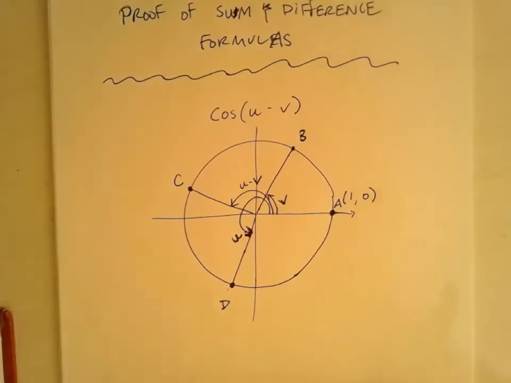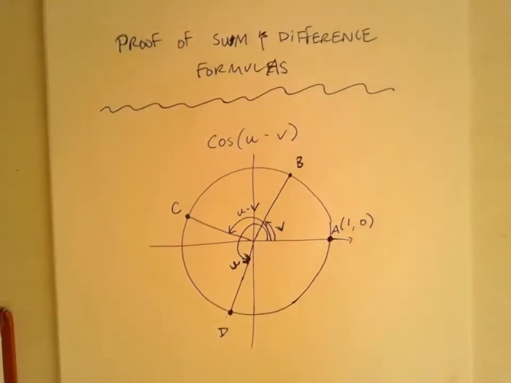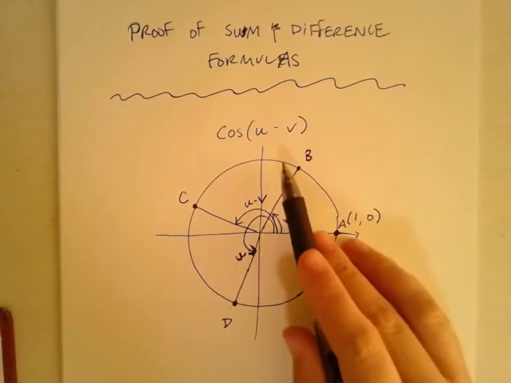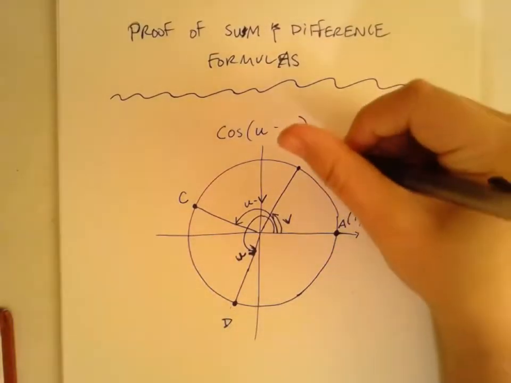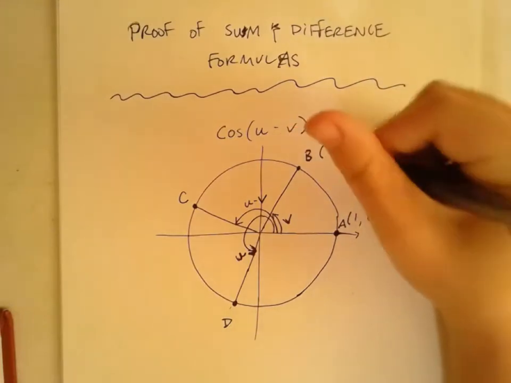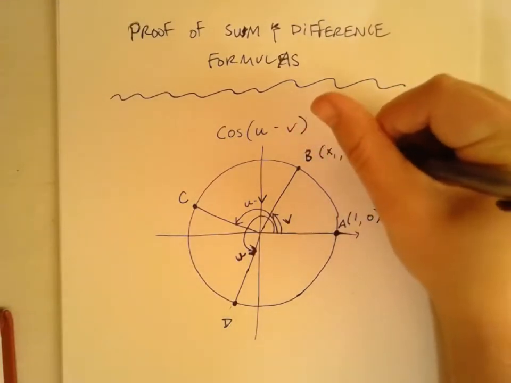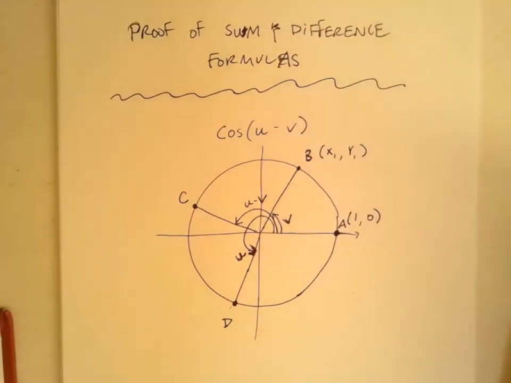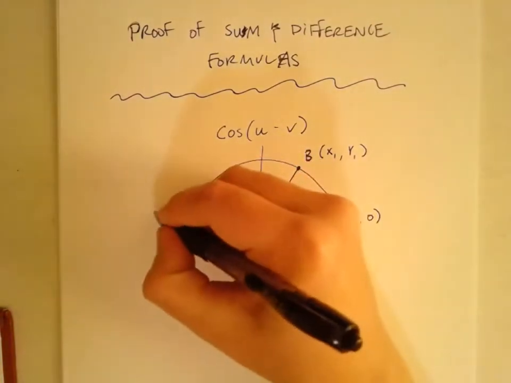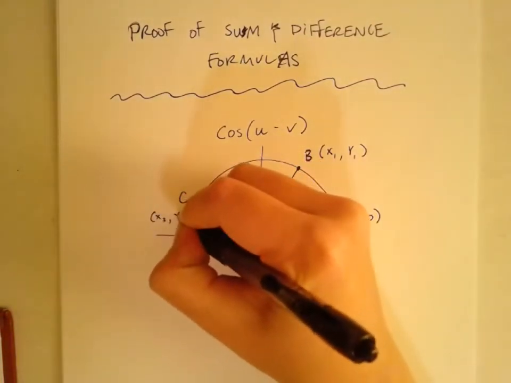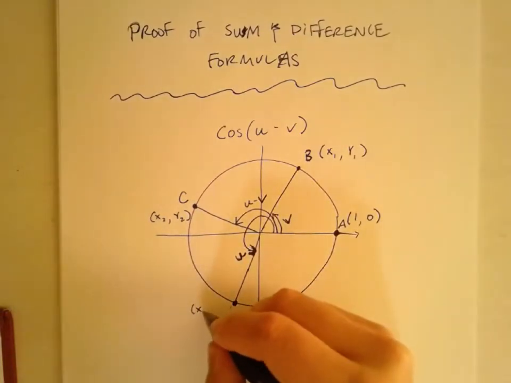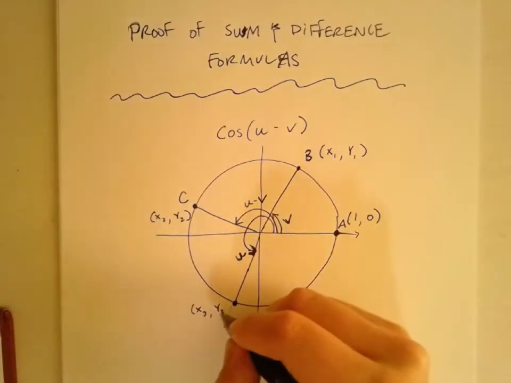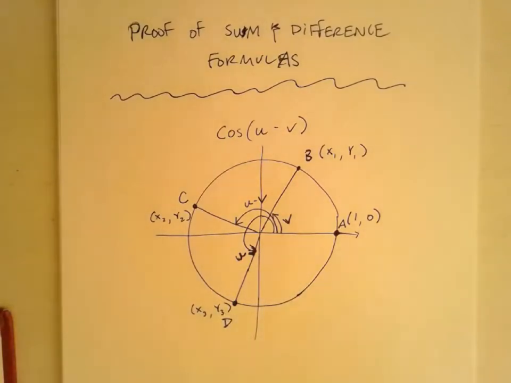And what I want to label further now are the points B, C, and D. Because even though I don't know what they are, I can still give them labels. I can label them X1, Y1 here at B. I can label them X2, Y2 at C. And I can label them X3, Y3 at D.